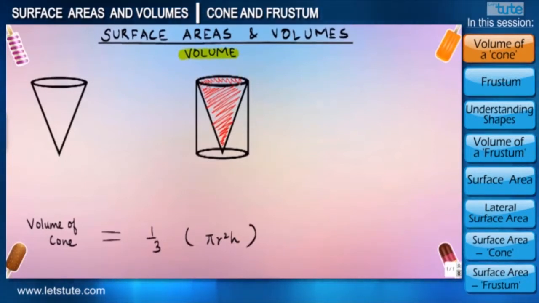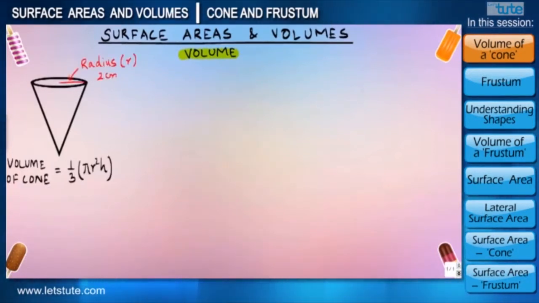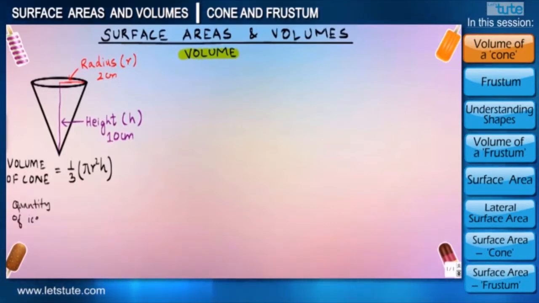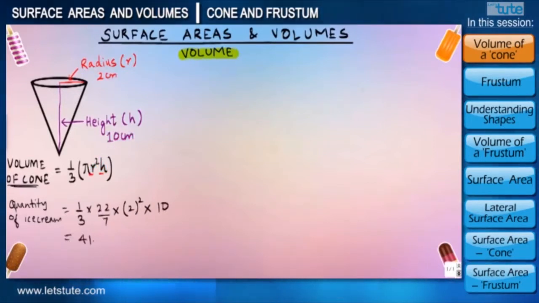So now say if the company decided to use a cone with the radius of 2 centimeters and keeps the height of the cone to be 10 centimeters, then the quantity of ice cream that can be filled to the brim of the cone is actually the volume of the cone itself. So all we have to do is substitute these values of radius and height into this formula 1/3 pi r square h, and what we'll get is 41.9 centimeter cube, or if we round it up, then it is 42 centimeter cube of ice cream, or 42 centimeter cube is the volume of the cone.